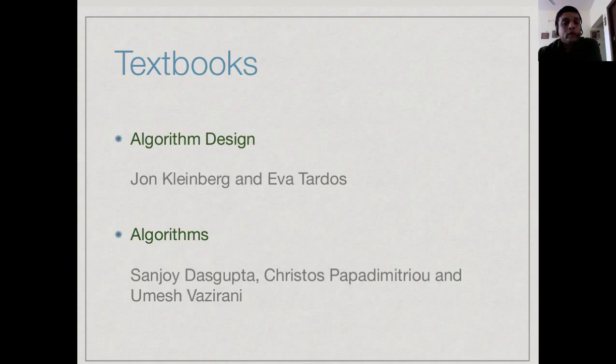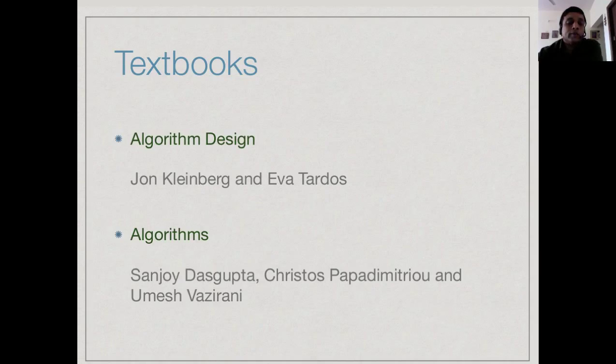We will be following 2 main textbooks, although I will not use the textbooks directly in the course, but if you want to look up some material, you will find them in these 2 books. The first book is called Algorithm Design by Jon Kleinberg and Éva Tardos. And the second book is just called Algorithms by Sanjoy Dasgupta, Christos Papadimitriou, and Umesh Vazirani. The book by Kleinberg and Tardos is more detailed, and it has a number of really nice examples to illustrate many of the concepts and quite detailed proofs.